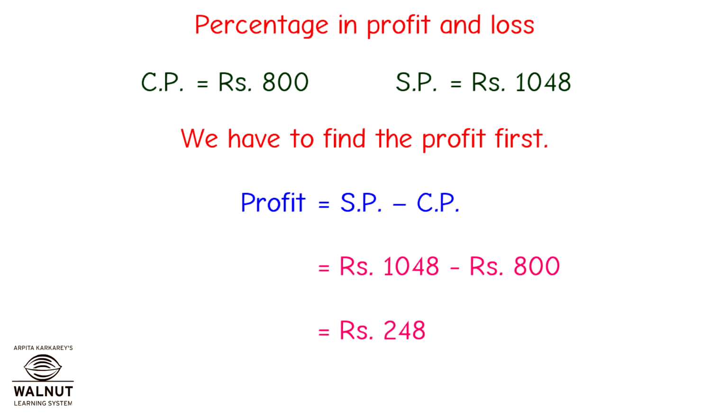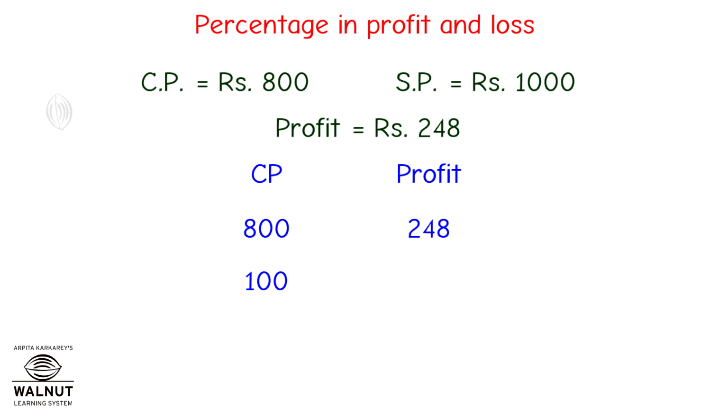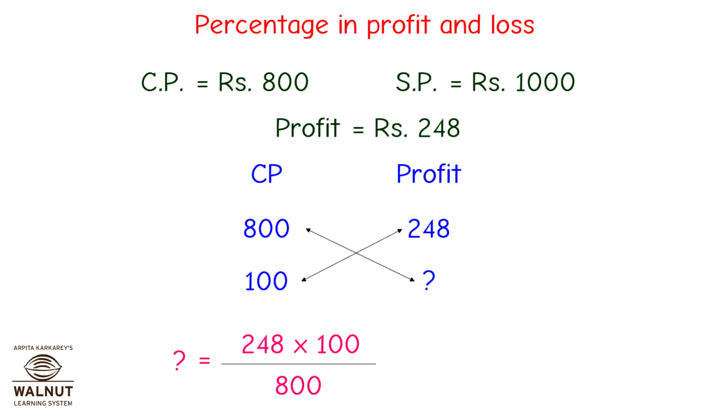That's the profit made. Now the next step is to find the percentage of the profit. For rupees 800 cost price, profit is rupees 248. We want to know the profit for rupees 100. We'll use the cross multiplication method instead of formula. Doing cross multiplication, we get question mark is equal to 248 into 100 divided by 800. We simplify this and we get 31. So, on rupees 100, the profit is rupees 31, that is 31%. That is the percentage of profit.